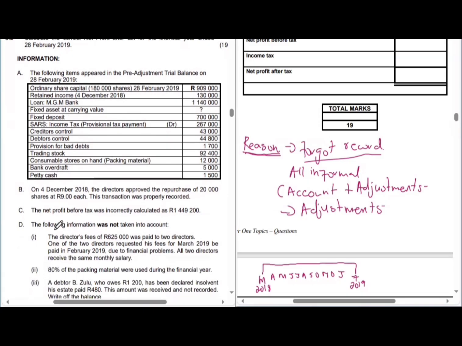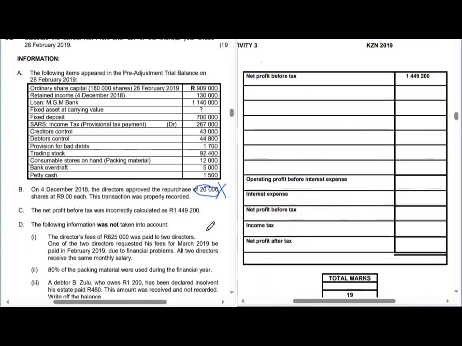And then information number B, it says on the 4th of December 2018, the directors approved the repurchase of 20,000 shares at 9 rand each. This transaction was properly recorded. So guys, under income statement, we need to understand each and every single transaction. Under income statement, we are not interested when it comes to shares. So this transaction for us is null. It's declared as null because we are not going to record any shares under our income statement. So this one is not part of our income statement.